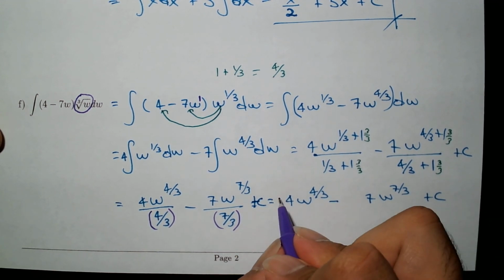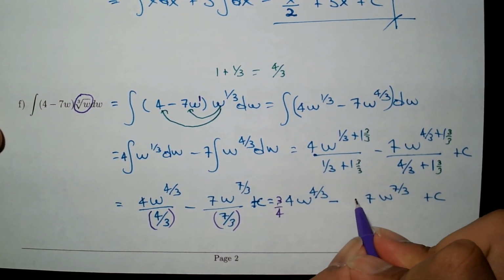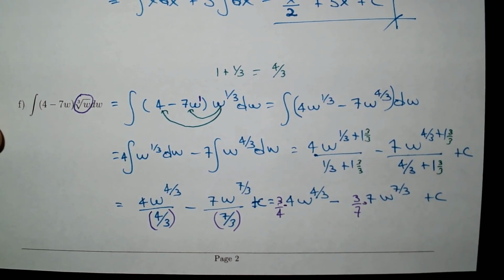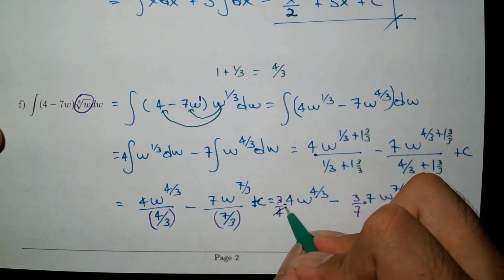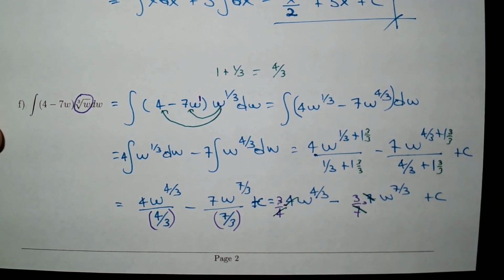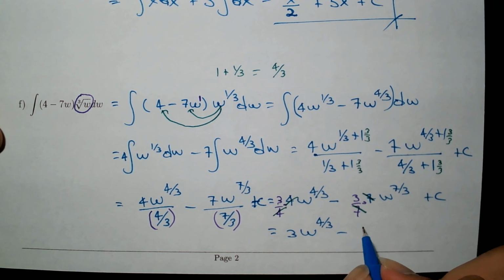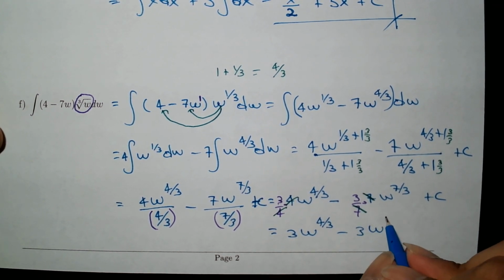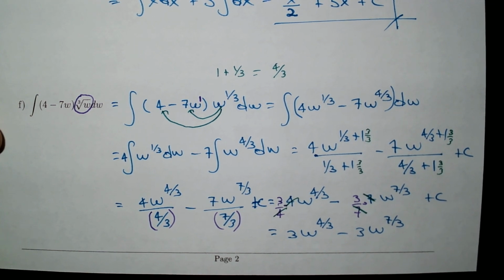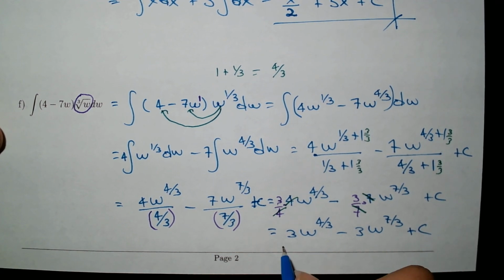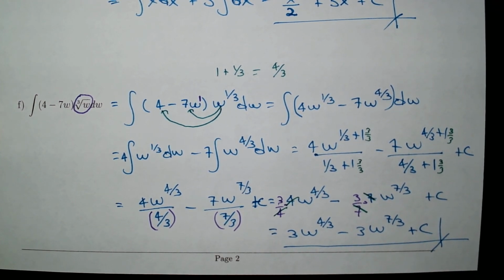So this 4/3 becomes 3/4. This 7/3 becomes 3/7 when we multiply these quantities together. And notice how these 4's go away, these 7's go away, and we are finally left with the following: 3w to the 4/3 minus 3w to the 7/3, plus c. Final answer. And this is the end of this section.